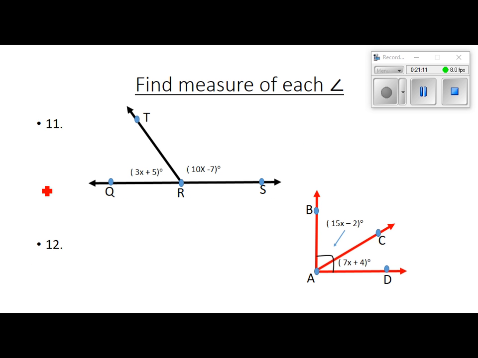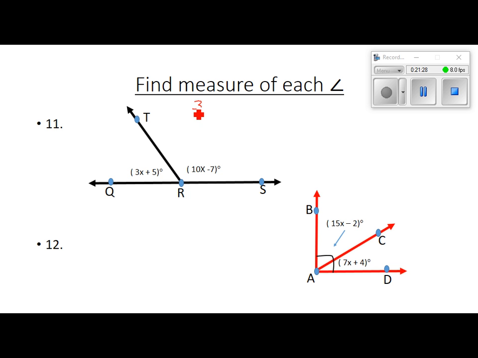Number 11, apparently this is the picture in 11. We're going to find the angles. I don't know what the question asked, it doesn't really matter. What do we know about these two angles? Now we've got to solve them. They've got to add up to 180, right? So they're supplementary. What equation can I set up?